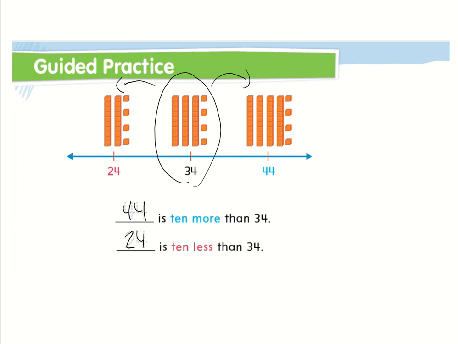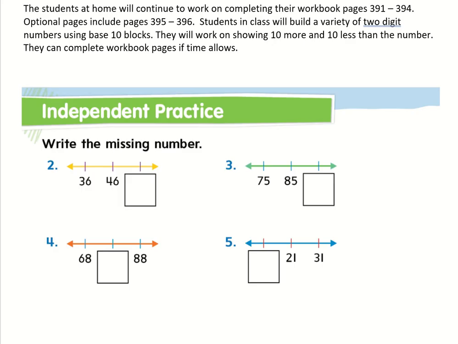Just like that. So boys and girls, what I want you to work on today is pages 395 and 396. Oh, sorry about that. Actually, 391 to 394. Pages 395 and 396 are just for you guys if you want a little extra practice. But write in the missing numbers, draw a picture for yourselves, because notice all you're doing is changing that tens place number.